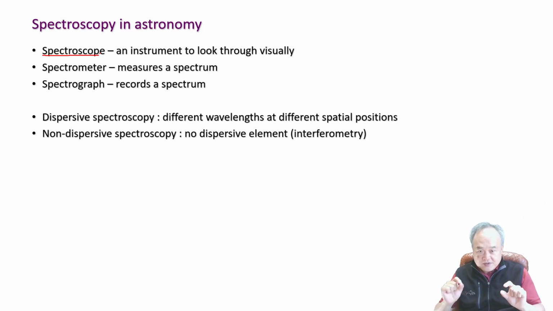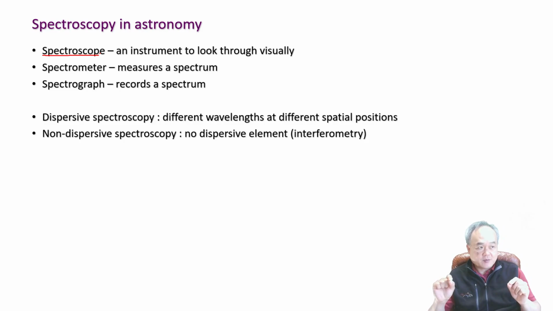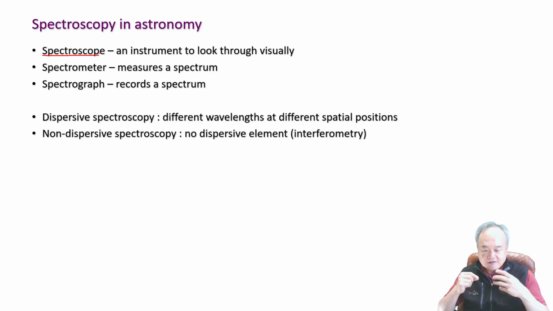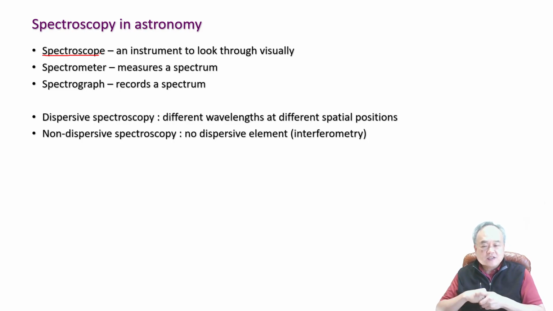And spectroscopy itself can fall into two different categories. One is dispersive spectroscopy, meaning that we are using an optical element that disperses the light, so that photons of different energy levels fall in different physical locations. Many such dispersive elements are used, and the most typical example of a dispersive element is the prism, which we will talk about in the following slide.